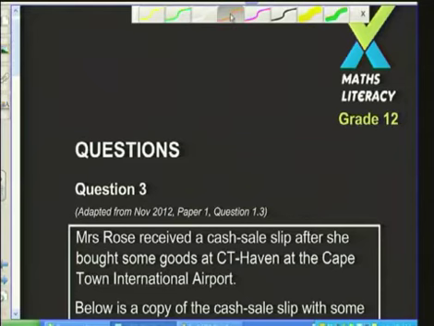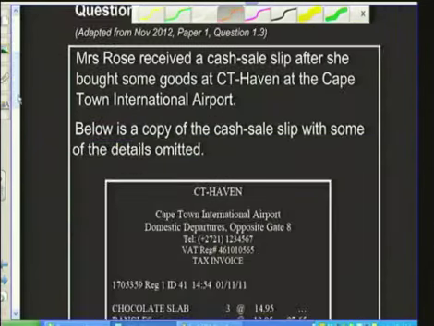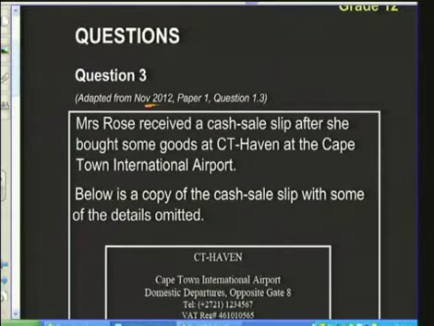Let's see what the next part of this question is. Okay, no, that was the end of that question. Right, let's move on to question 3. Question 3 now. Same paper, the November paper 1, but now question 1.3.